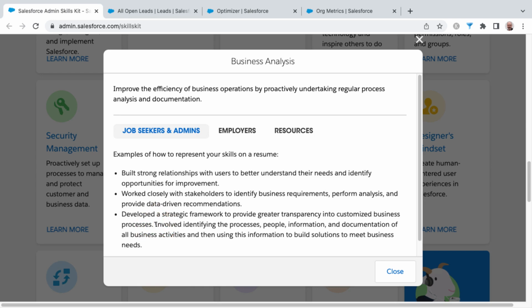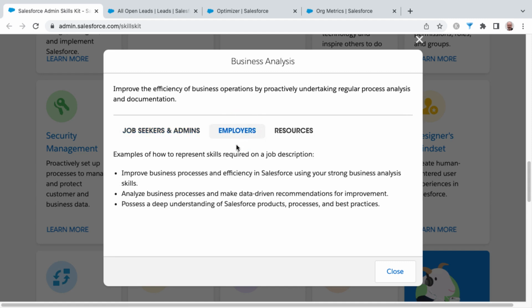Then it continues on further with saying that you need to be involved identifying the processes, people, information, and documentation of all business activities, and then using this information to build solutions to meet the business needs. So there's a hint here of the common role of a business analyst being a bridge between the business and IT, or between the business and the technical side. So you act as a liaison oftentimes between those two sides of the equation, the business and the technical.